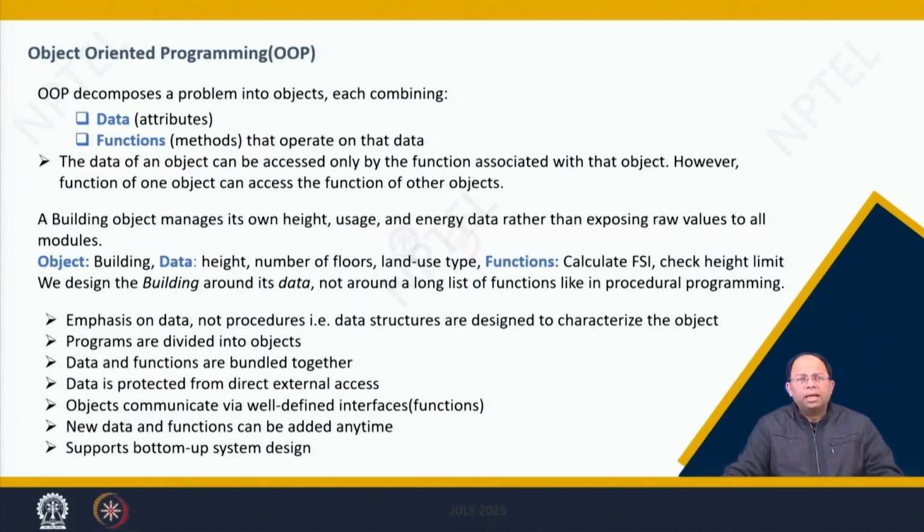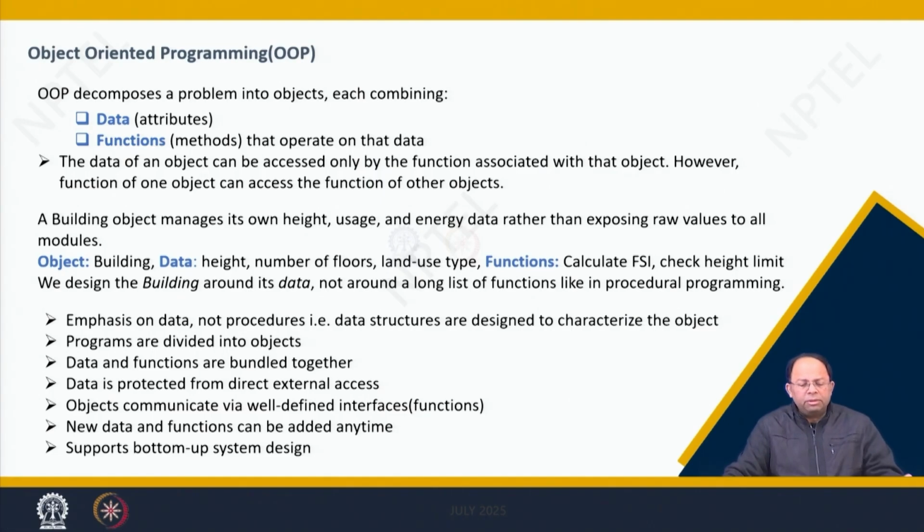Now, how is it done? Object-oriented programming decomposes the overall problem that we are trying to solve by first breaking it into objects, right? We would have several objects, or entities. And each of these entities will have two things in it. One is data and the other is functions. Data are the attributes or the characteristics of those entities, right?